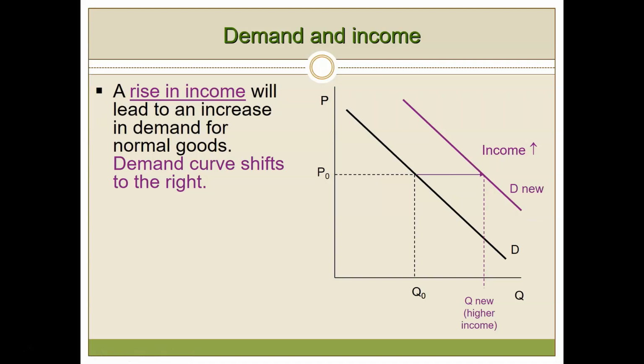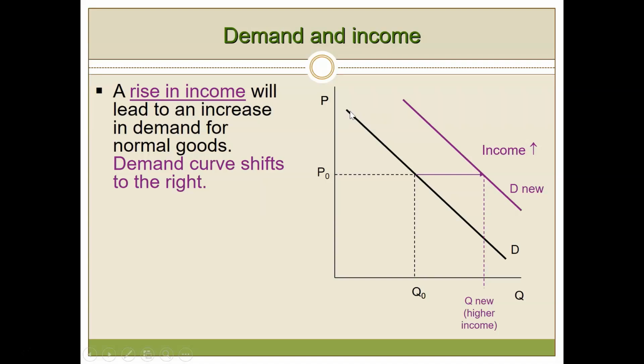A rise in income will lead to an increase in demand for normal goods. The demand curve will shift to the right. At any given price, we'll start buying more simply because we can afford to buy more. For example, demand for holidays, regardless of the price of holidays, doesn't really matter how expensive these holidays are, consumers will start buying more. This will be the case for top-of-the-range holidays, very expensive, all-inclusive 5-star hotels.